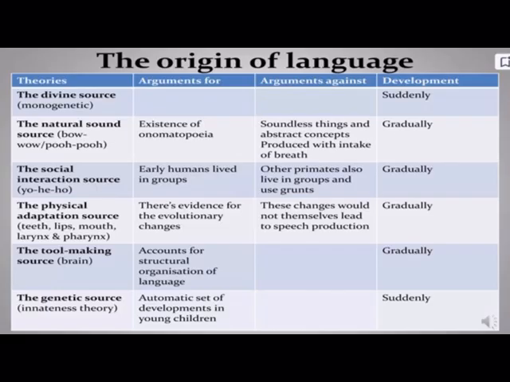So here I just shared the overview of the chapter, the whole theories of the chapter, the origin of language. So basically, I have just made a table which consists of theories, arguments for, arguments against, and the development that is brought by all these theories, the arguments for and the arguments against.